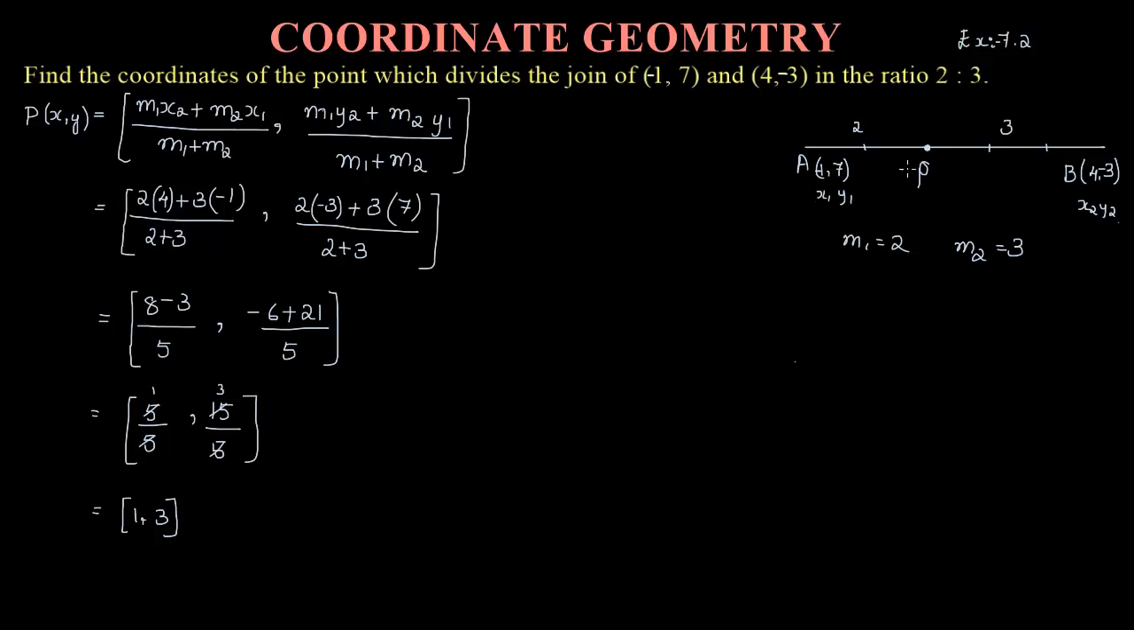This is the coordinate of the point P, which lies at a distance which has the ratio 2:3.